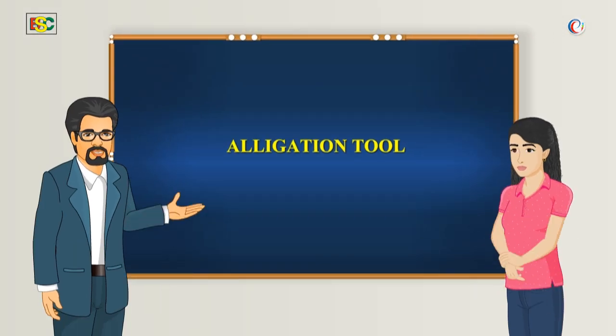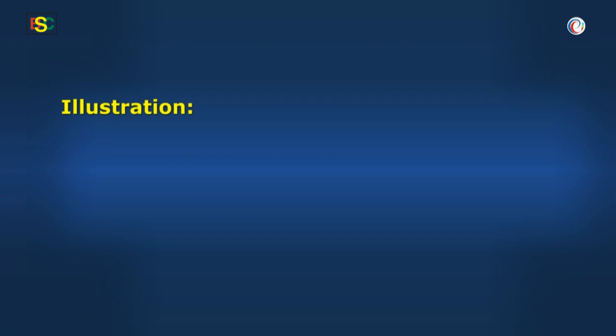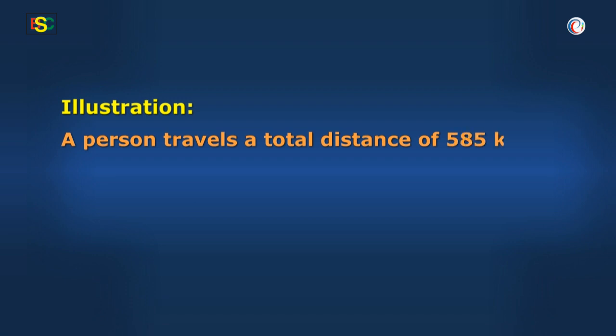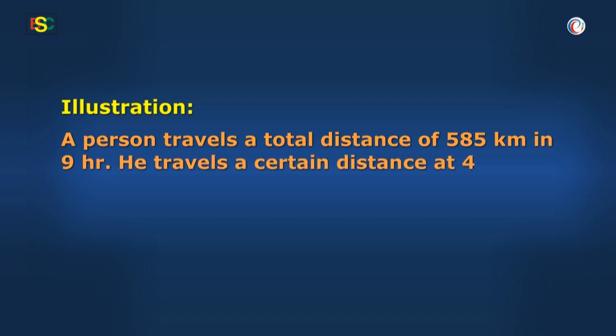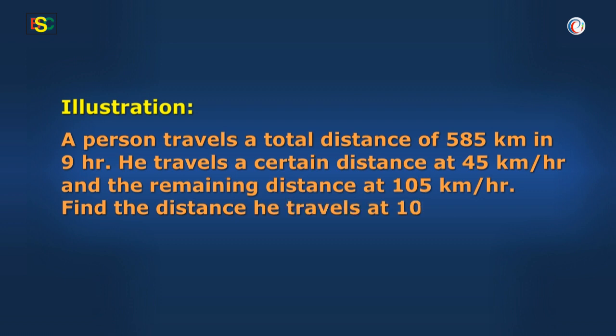Vidya, here is another illustration where we can apply the alligation tool. It says, a person travels a total distance of 585 kilometers in 9 hours. He travels a certain distance at 45 kilometers per hour and the remaining distance at 105 kilometers per hour. Then find the distance he traveled at 105 kilometers per hour.